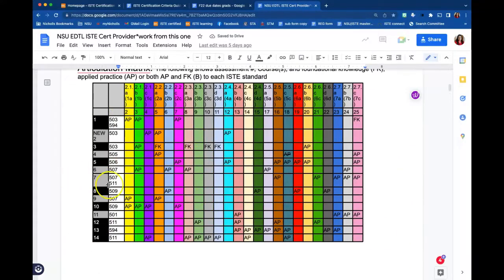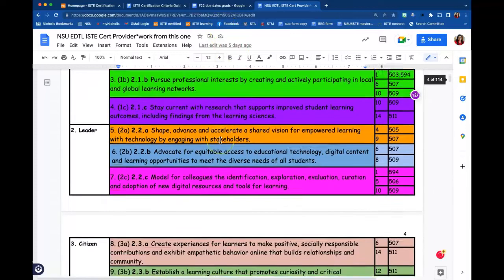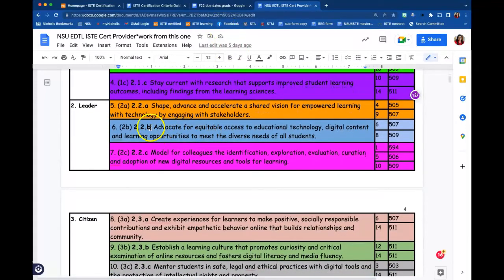Criteria 6, we meet in Assessment 6 and Assessment 8. Although I think we did it well in Assessment 6, I think we did it even better in Assessment 8. So let's look at what this criteria is. It's advocating for equitable access to educational technology, digital content, and learning opportunities to meet the diverse needs of all students.